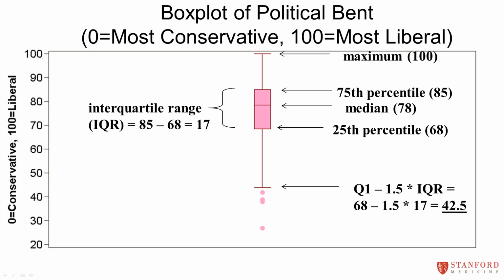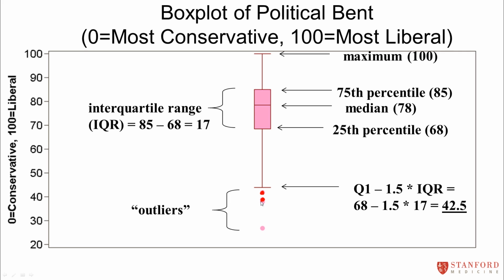So what this is saying is that given the rest of the people in this sample, anything below 42.5 is kind of unexpected for this data set. These people are outside the expected range if you're lower than 42.5. We're going to call those people who fall in that range lower than 42.5 outliers. And we're going to represent each person who is an outlier with a dot.